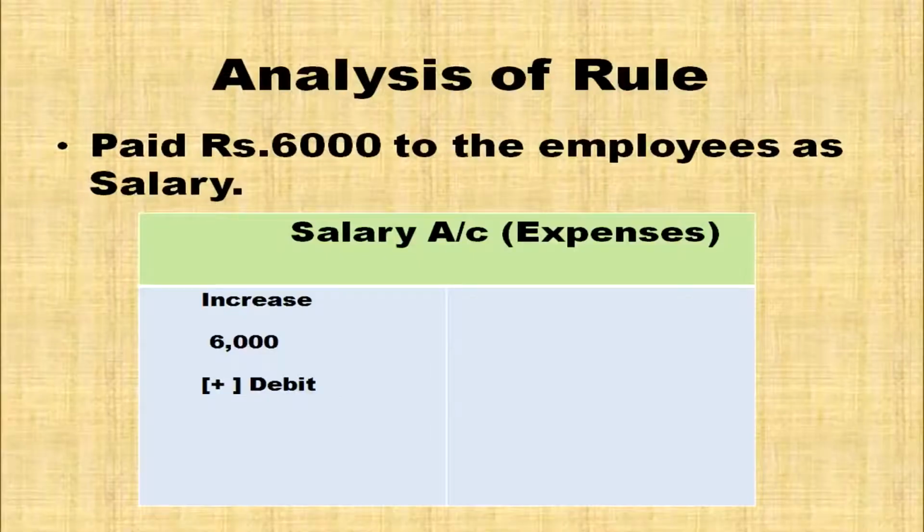We can analyze another transaction. Paid rupees 6,000 to the employees as salary. When anything is paid, what is going from the business? Cash is going from the business. So salary, being an expense, is debited, and cash, being an asset, is credited.